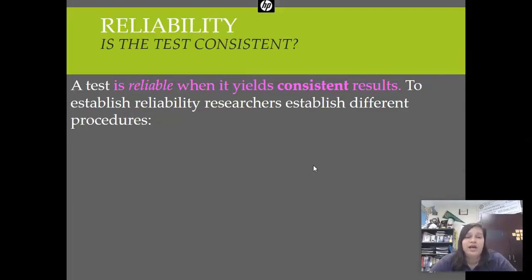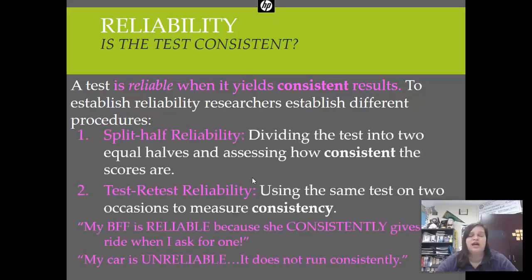Test reliability asks us, is the test consistent in what it's measuring? So a test is considered reliable if it yields consistent results. And there's different ways we can look at that. We can look at split half reliability. Assuming the test questions are weighted the same from beginning to end, if we were to divide the test into two equal halves, how consistent would the scores be from the first half to the second half? If they're pretty even or equal, then that would be good split half reliability.